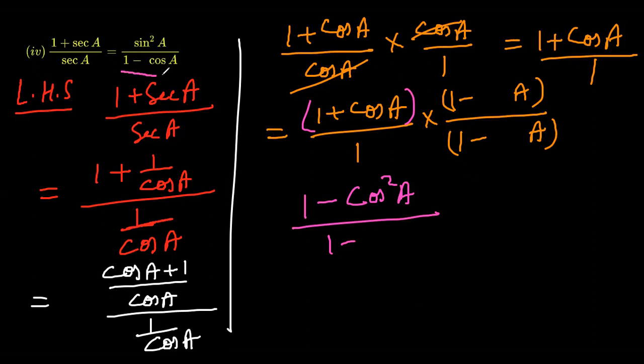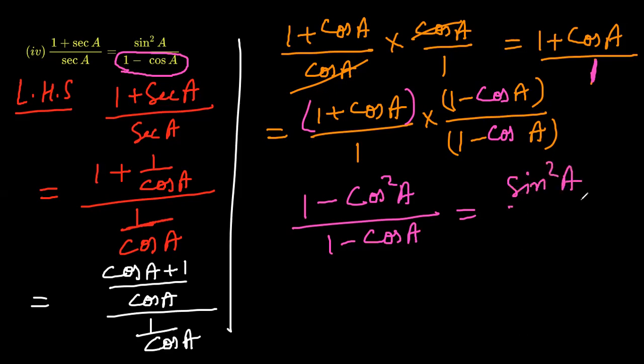Here also you see in the denominator you have 1 minus cos a, so you multiply this 1 by 1 minus cos a, no? Makes sense? Yes. So 1 minus cos squared a divided by 1 minus cos a, and 1 minus cos squared a is an identity which is equal to sine squared a divided by 1 minus cos a, and we are done. From the right hand side, left hand side, we have proved the right hand side.